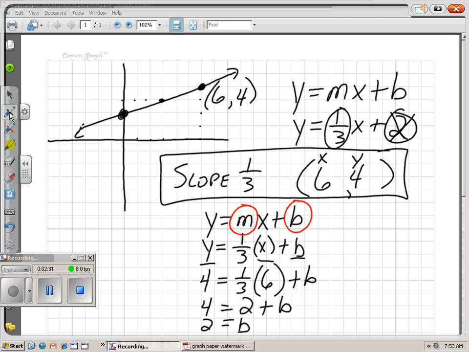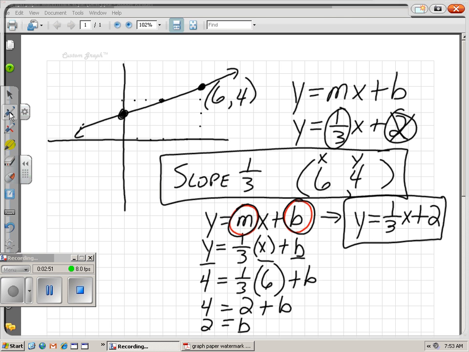Now we're not done. Now we have to write the equation. We were given our slope. We calculated our b. Now let's just write the equation. So y equals, our slope was given to us, and we figured out what our b was, and there's our equation. So that's how to get the equation if you're given the slope and a point on the line. You just have to calculate your b first, and then write your equation.